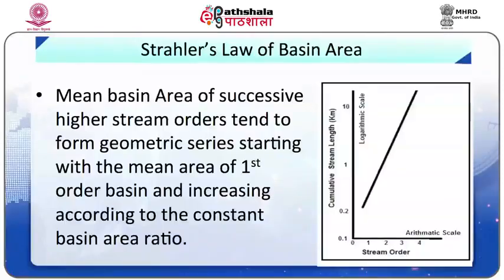Law of basin area was postulated by A.N. Strahler in the year 1959. According to him, mean basin area of successive higher stream order tend to form geometric series starting with the mean area of first order basin and increasing according to the constant basin area ratio. In other words, when mean basin area is plotted on a logarithmic scale of vertical axis against the respective basin orders on arithmetic scale of horizontal axis, it shows a positive linear pattern.